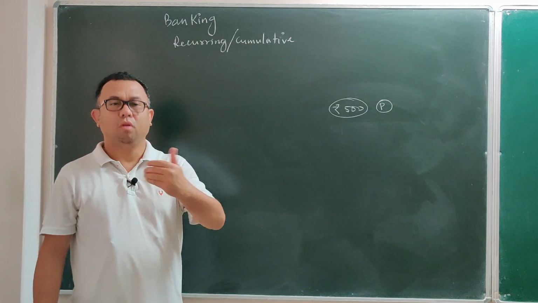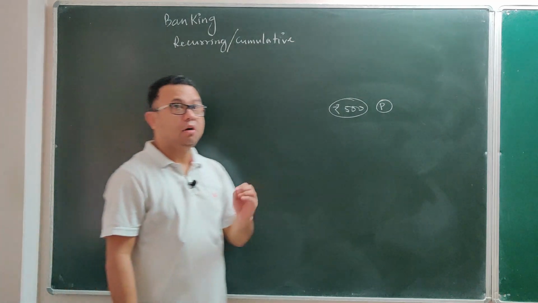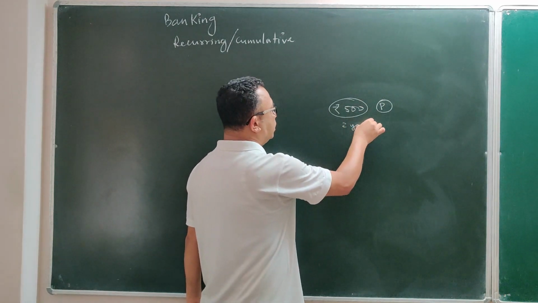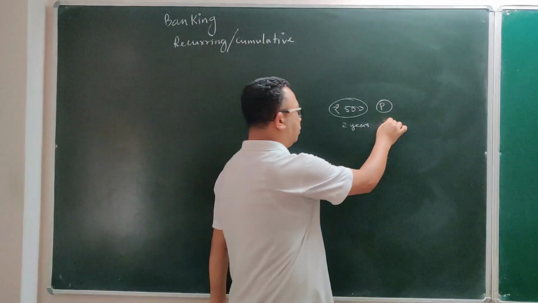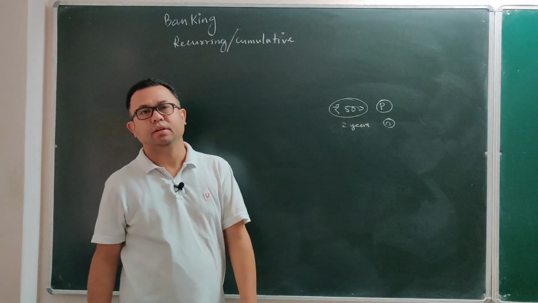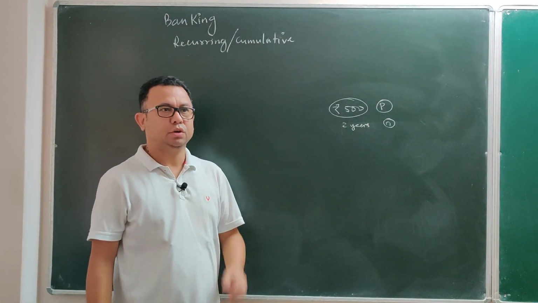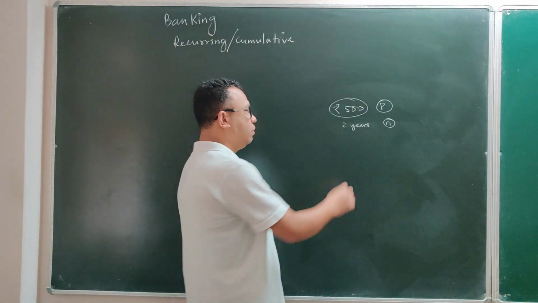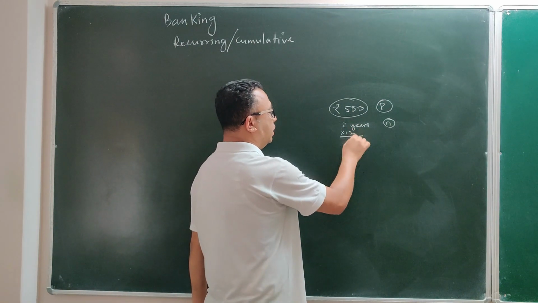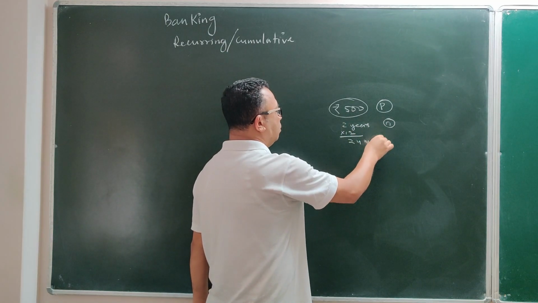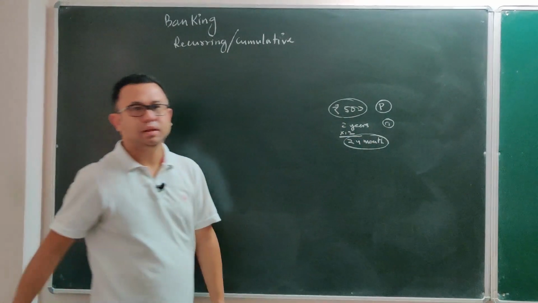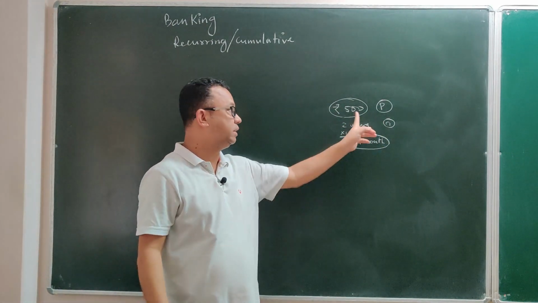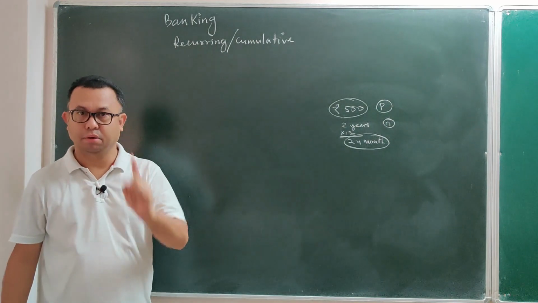Then for how long? You have to tell the manager for how long you are going to keep this money. You may say 2 years. If you are keeping it for 2 years, this is what I'll refer to as N. N stands for the time. But since you are depositing every month, whenever the time is given in years, you have to convert it into months. So it is 24 months, that means 24 times you will be depositing 500 rupees. So N in our formula stands for time in months.